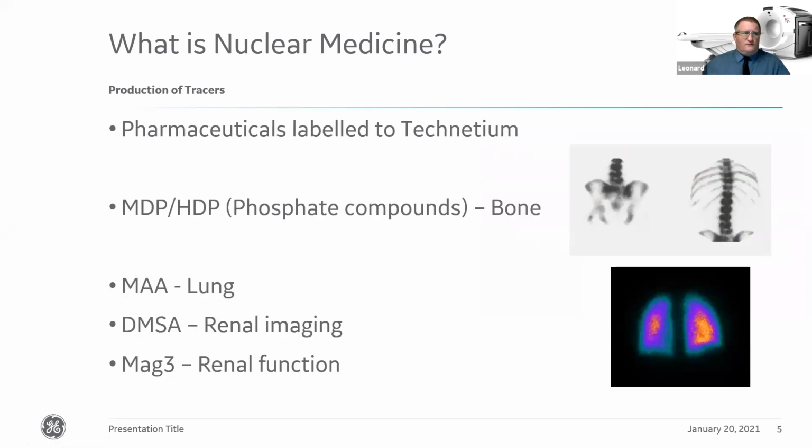So the common ones we use, to give you an example, are a phosphate compound using methylene diphosphonate or similar to image bone. And again, even though these images are not the best because this is an early image that we've got, they do look like a proper skeleton. That's if everything is working normally.